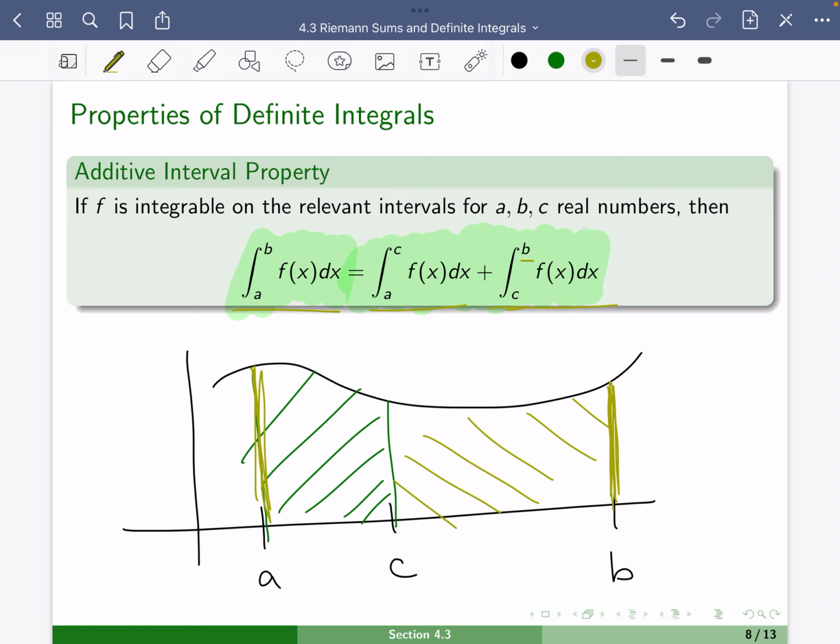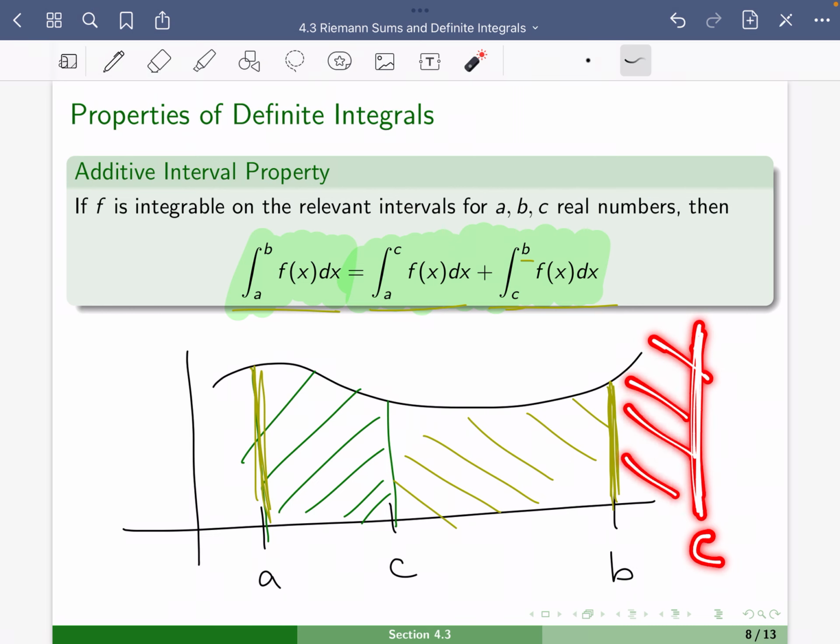Again, it's okay if c is outside that interval from a to b. Things will still work. If c was over here to the right of b, we would have all of this area up to c. But then when we go from c to b, that would be the negative of b to c. So you'd end up subtracting this and still be left with just the stuff in the middle. Those are some properties of definite integrals.